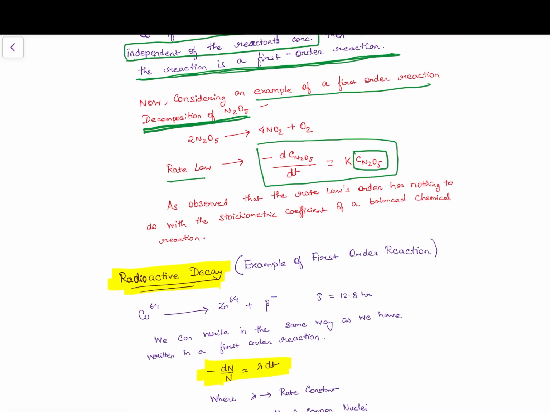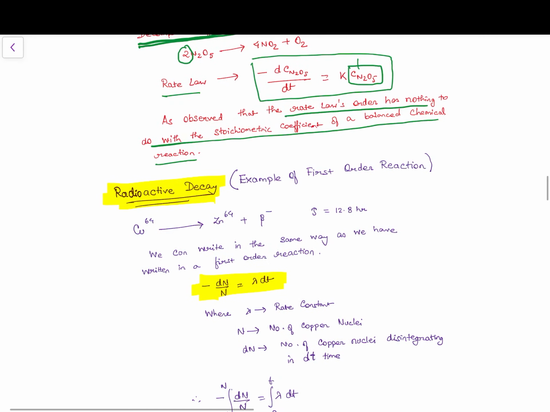As observed, the rate law's order has nothing to do with the stoichiometric coefficient of a balanced chemical reaction, as in the balanced chemical reaction the coefficient is 2, but actually in the rate law the order with respect to the concentration of N2O5 is 1.